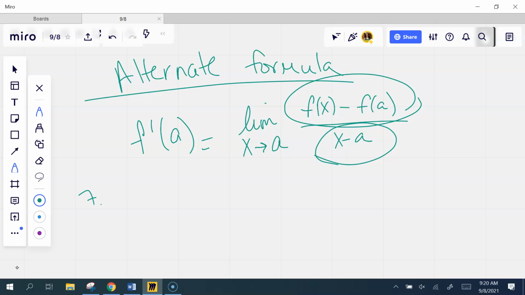The difference is I'm doing the limit as I approach a. So, for instance, find the derivative, find f prime of 3, using the alternate formula here.